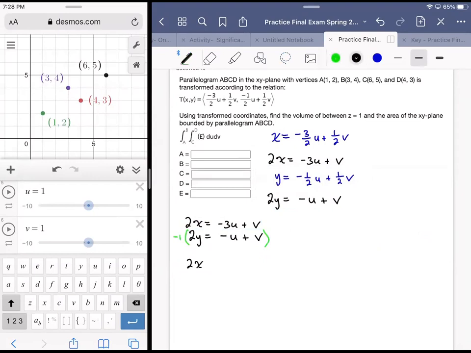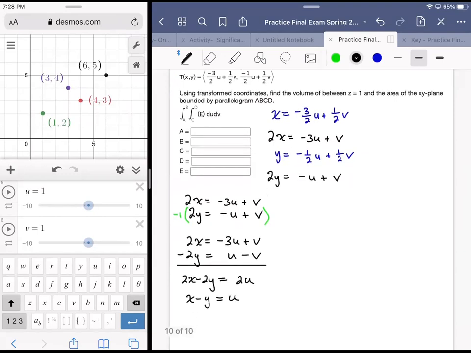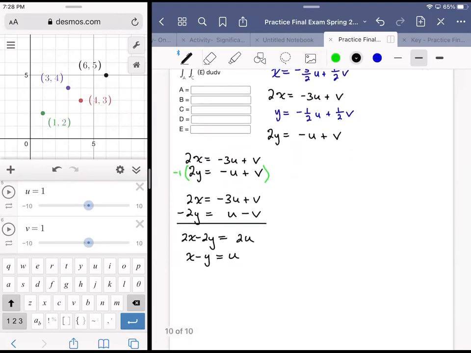So we're looking at 2x equals -3u plus v, and -2y is equal to +u minus v. When you add your two equations together, we have 2x minus 2y is equal to 2v. I'm sorry, 2u. In which case x minus y is equal to u. All right, so that's one relation, and that'll help us come up with the other. All I'd have to do is just grab one of them and go from there.